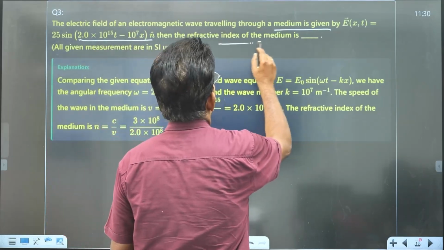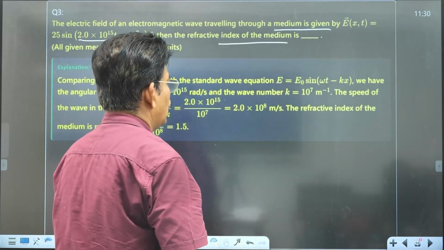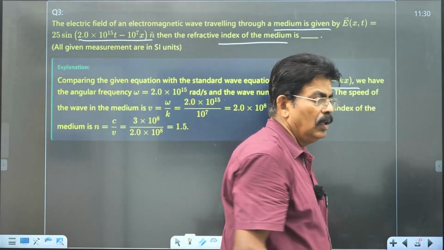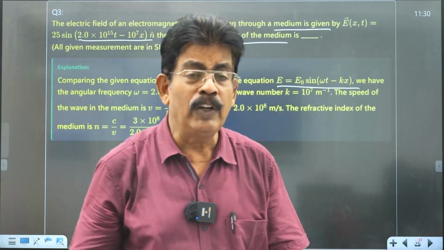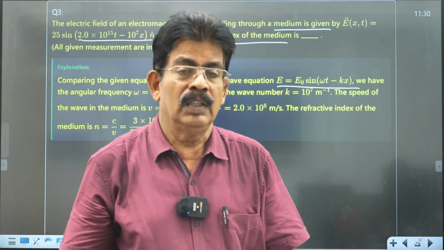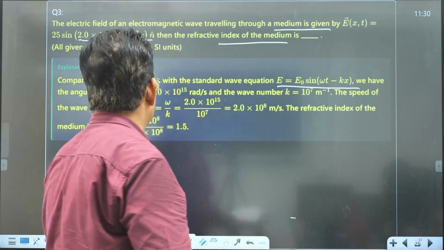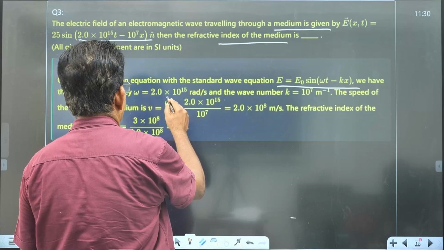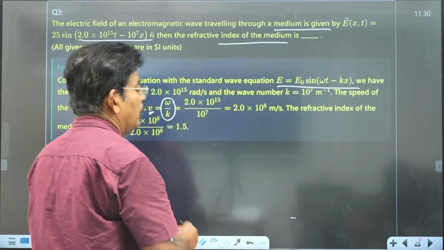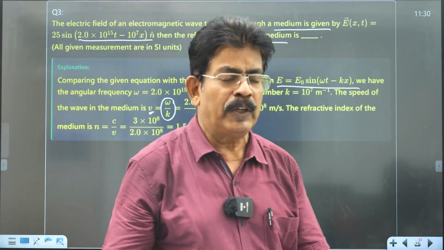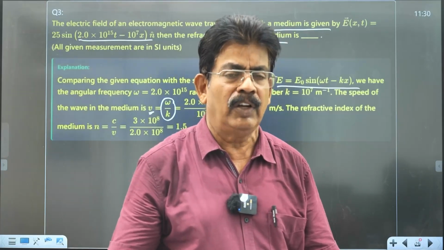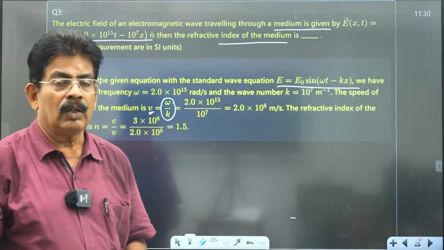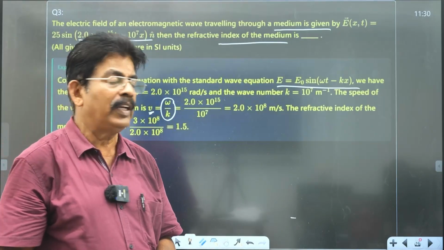Refractive index of the medium is... Look, first, just like any wave equation, the speed of the wave in that medium is given by the coefficient of t, that is omega, divided by the coefficient of k. That is the speed of the wave in the electromagnetic medium. Speed of wave, not only in an electromagnetic wave, even a mechanical wave. In the wave equation, speed is given by the coefficient of t by the coefficient of x, omega by k.